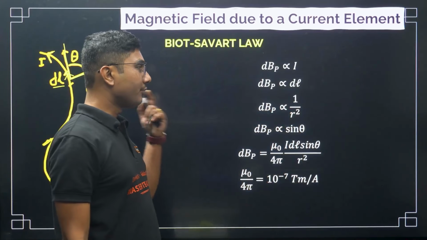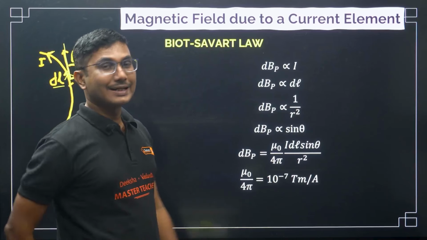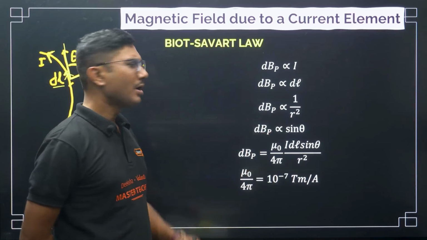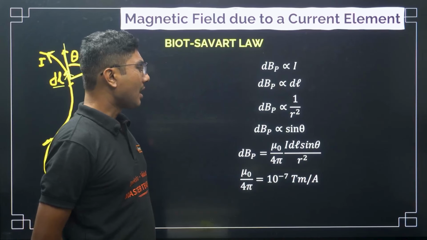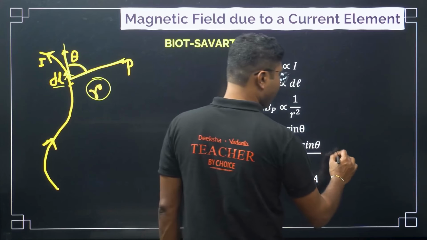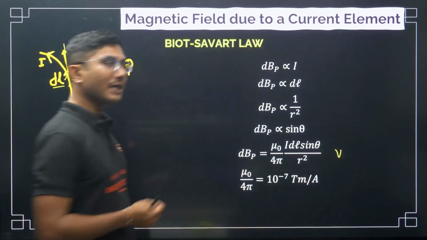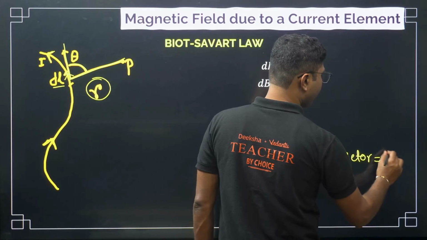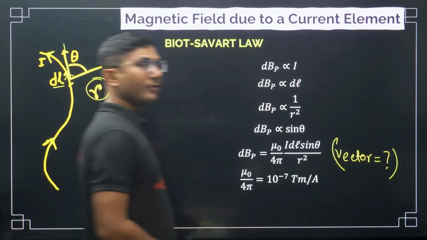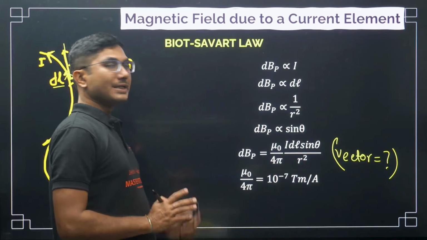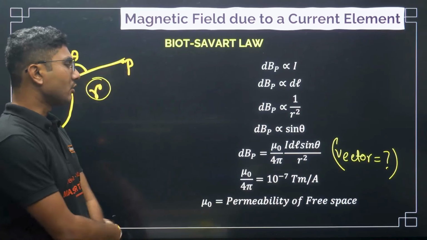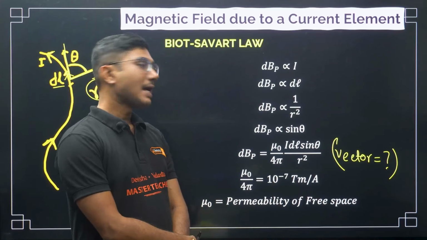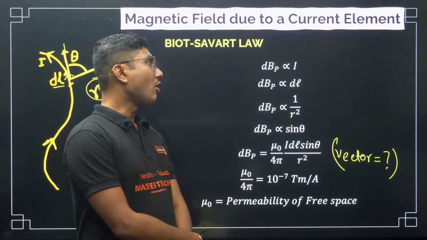You can even write this in terms of vectors as well. Let me know if you know the vector form. I can discuss that in a future lecture, but for now you can also write this in a vector form. We are not going deep into it because it is a little complicated, but you can write it as a vector because the magnetic field is a vector quantity. This is for your homework: write down the vector form in your notebook and keep it safe. Mu naught is called the permeability of free space, while epsilon naught was the permittivity of free space.